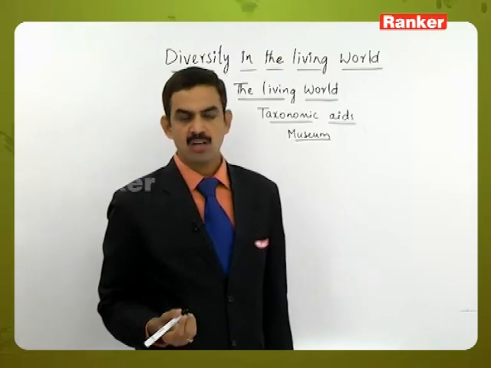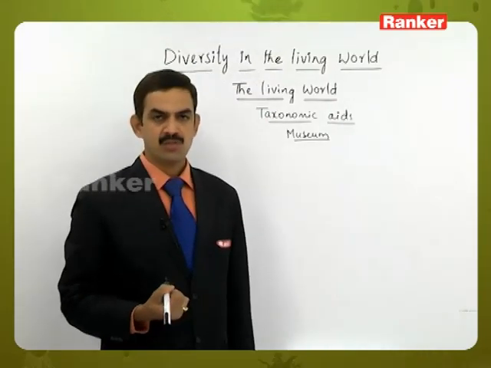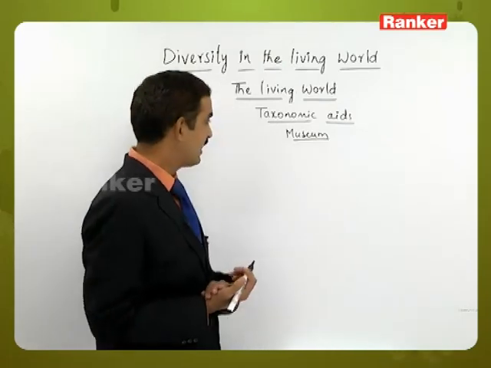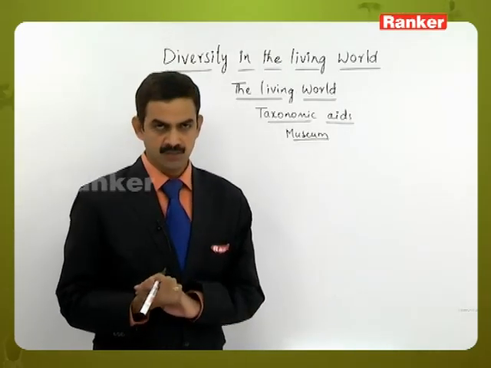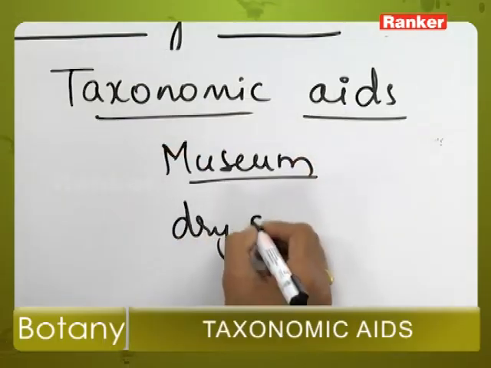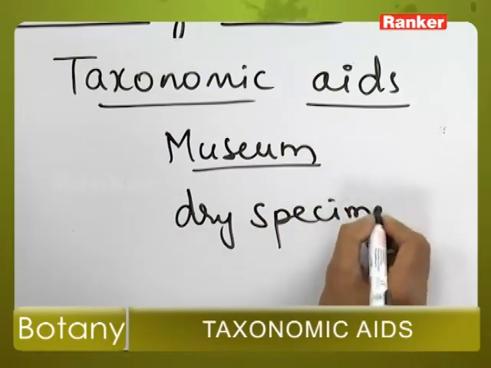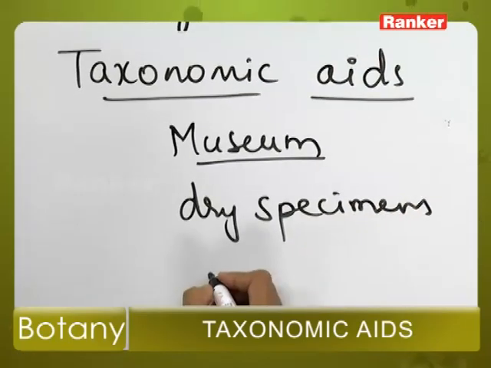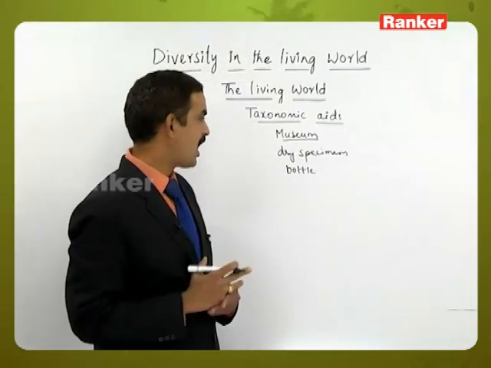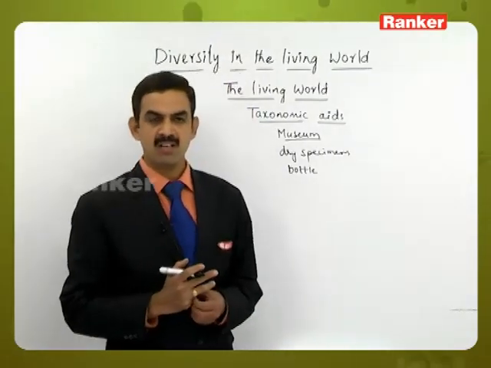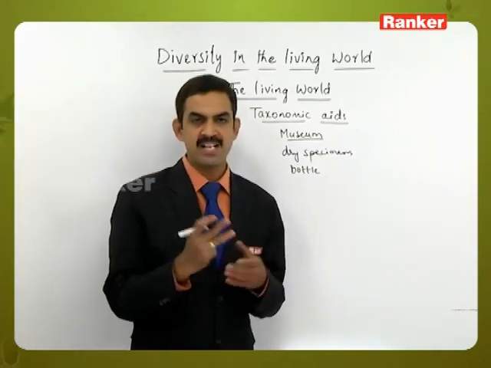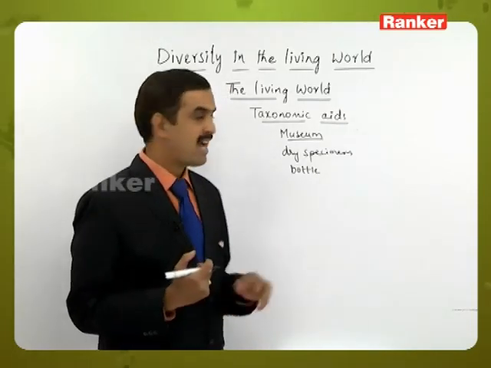Generally, museums are present in the schools or in the small localities where the organisms have been preserved either in the form of dry specimens, or they have been preserved in bottles. So this is a way of keeping a small collection of individual organisms which are useful for the reference or the identification of the plants or the animals.